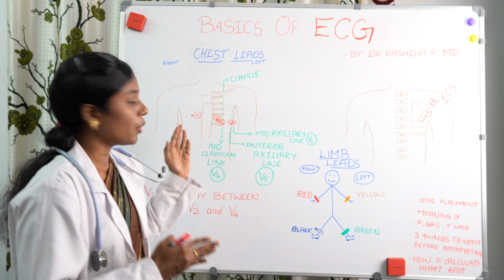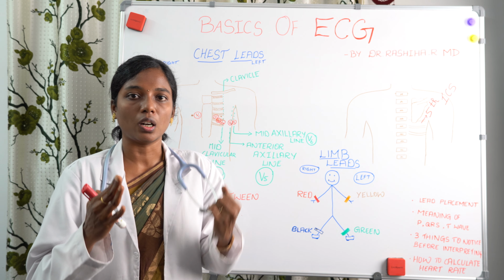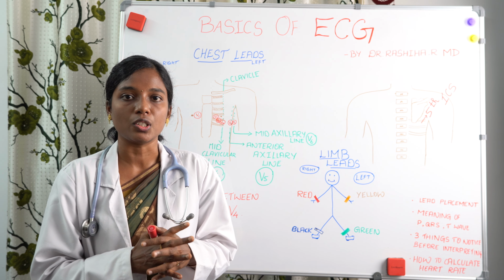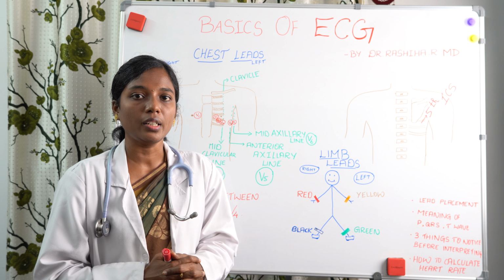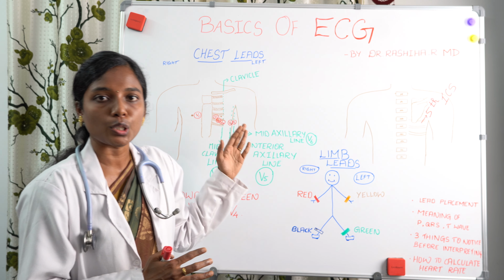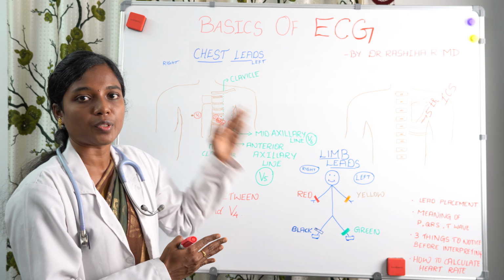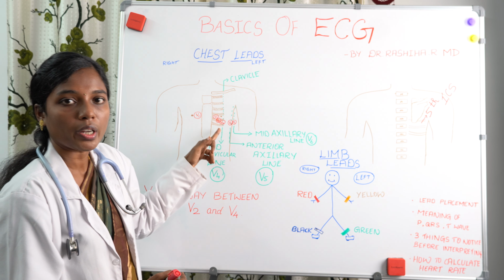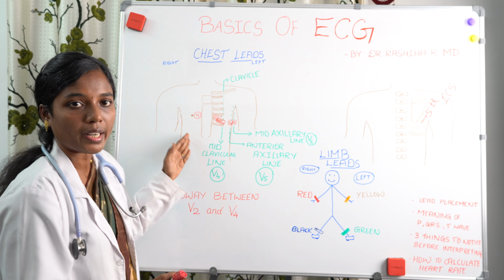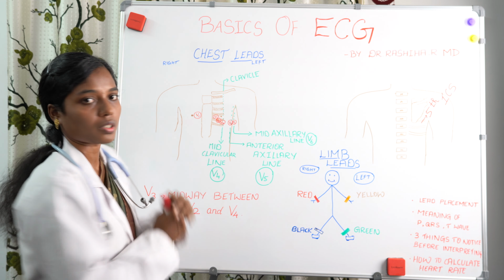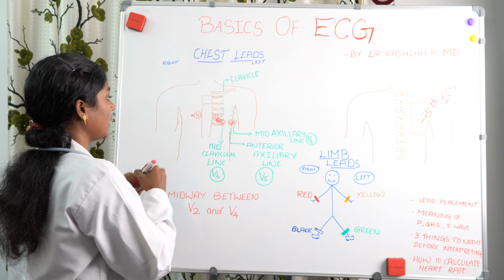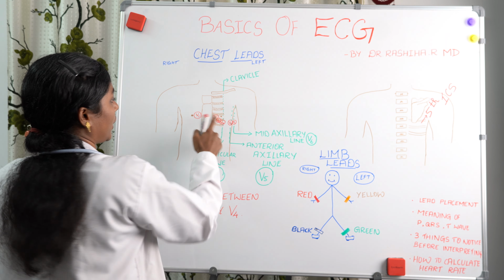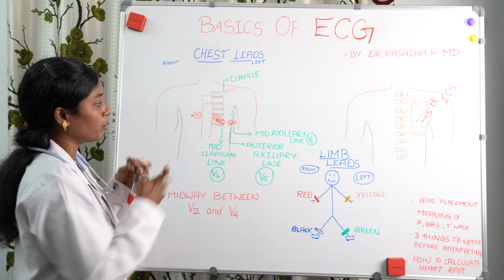Now, if you are asked to take a right-sided ECG, where are we going to place the leads? Right-sided ECG is a mirror image of this left-sided ECG. Here, we are going to place all the leads on the right side and in the same intercostal space. For our ease, we are not going to change V1 and V2. We are going to place them in the same position.